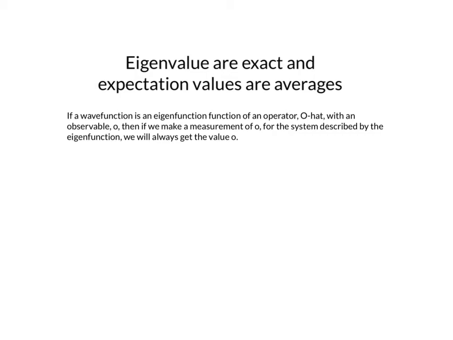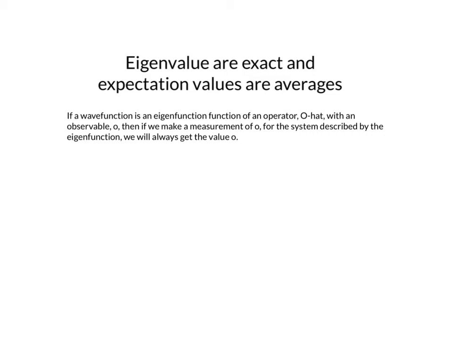Because these eigenvalue equations are so important, remember that if a wave function is an eigenfunction of an operator, then when I measure that observable, when I make a measurement for O, for the system described by that eigenfunction, I always get the value of O with no variation. So there is only instrumental uncertainty and no inherent, innate uncertainty in the value of that observable when my system is described by a function which is an eigenfunction of the operator that returns that observable.